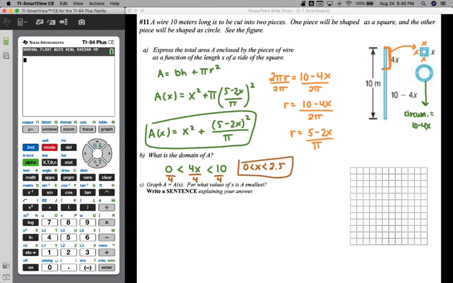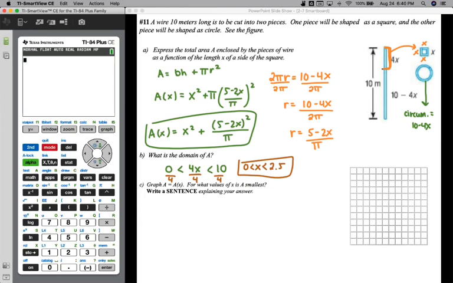We must have a circle, we must have a square, which is why it's not equal to 0 or equal to 2.5. We have to be able to make two shapes, a square and a circle. Otherwise, we can't follow the rules of this problem. And we need 4 sides of that square, so that's how we get that 0 and that 2.5.